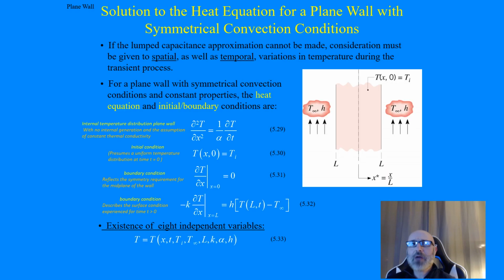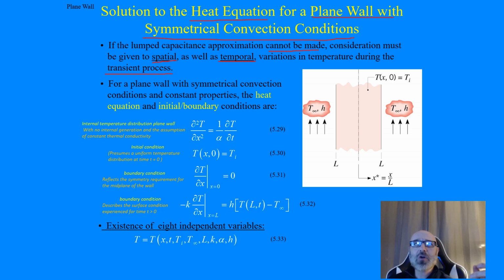So continuing on with this, let's take a look at a simple situation where we have a plane wall with symmetrical convection conditions. If we want to find the solution to the heat equation for this plane wall, what we would realize is that for a larger Biot number, the lump capacitance method is no longer possible. If this lump capacitance approximation cannot be made because we have a larger Biot number, then consideration must be given to our spatial as well as our temporal variations in temperature during the transient process.